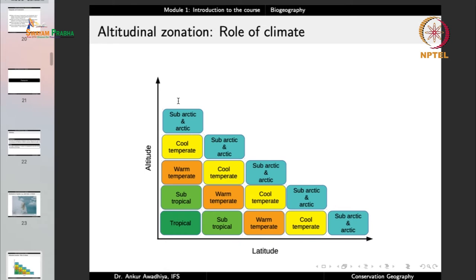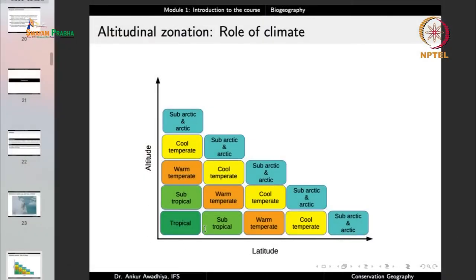Now in this case, because of a lapse rate, because temperature goes down as we move up, we are finding that there are different climates resulting in different habitats, which are in turn resulting in different species that are found in those locations. And so when we say that the range or distribution of species is limited, it is limited because of the climatic factors, which in turn are governed by geographical factors.